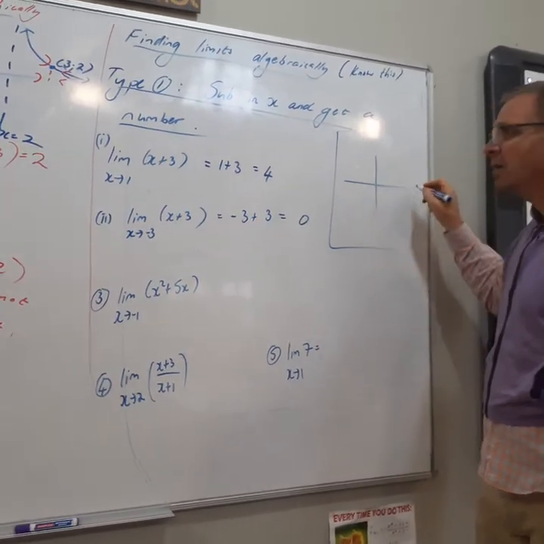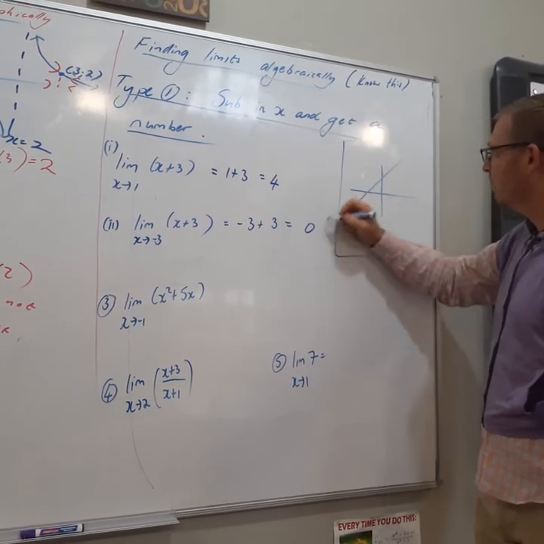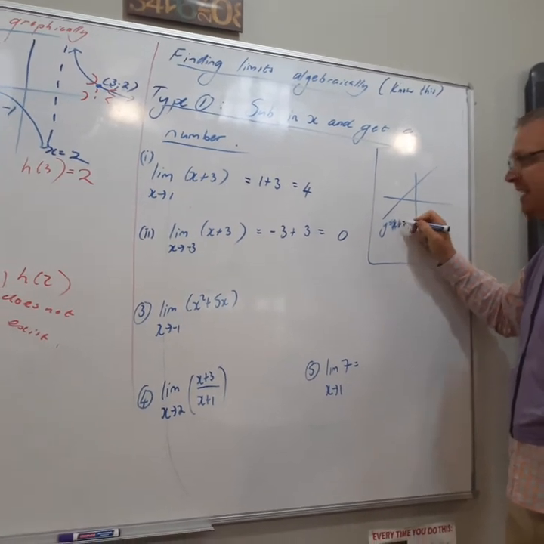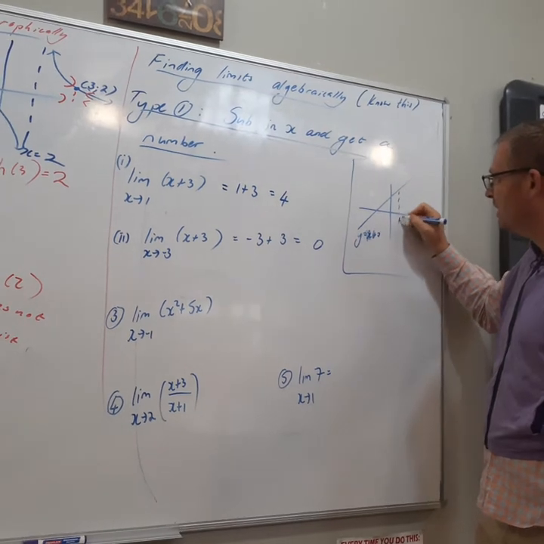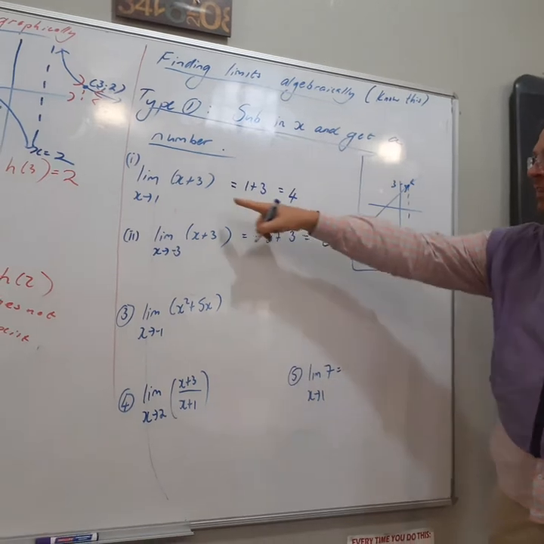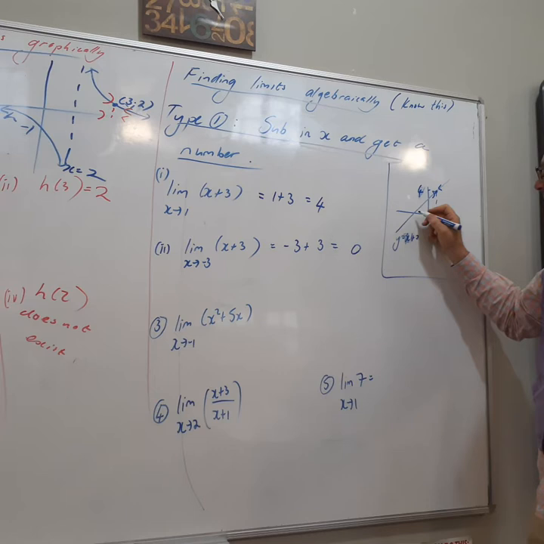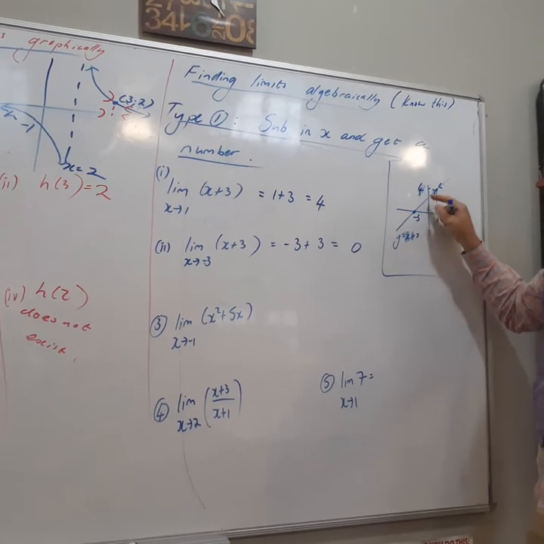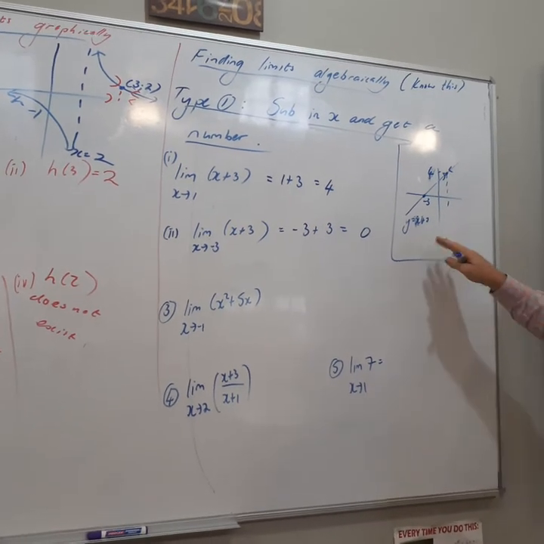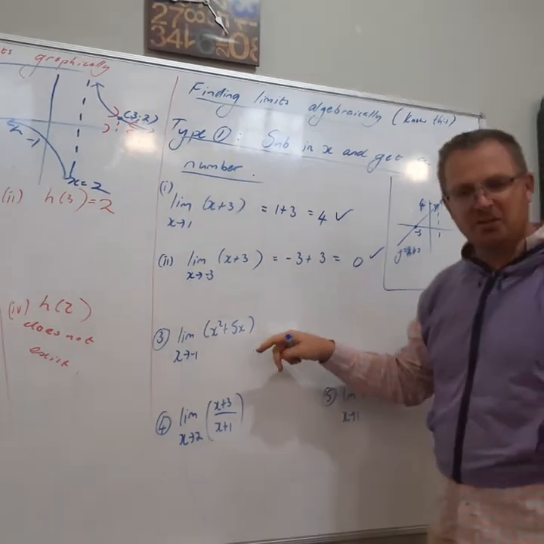Just for those of you who are curious, what are we doing? We've got the graph y is equal to x plus 3. As x heads towards 1, the y value is heading towards 1 plus 3, which is 4. So the limit as x tends to 1 is 4. And here's when x is negative 3. As x tends towards negative 3, the y value tends towards 0. That's what's going on graphically, but this is all you need to know. You're just going to be asked to find limits algebraically.